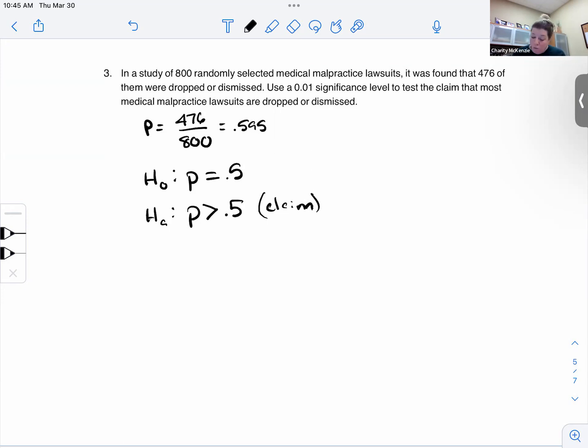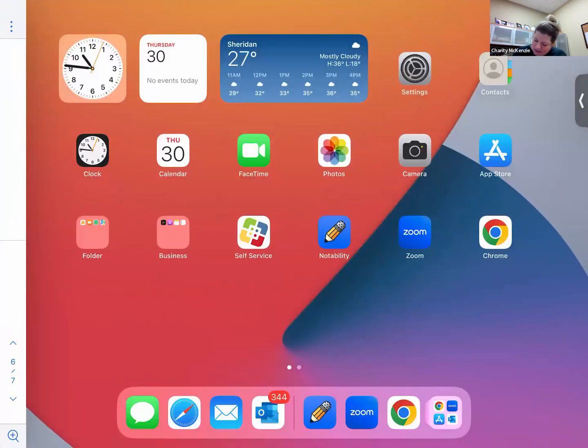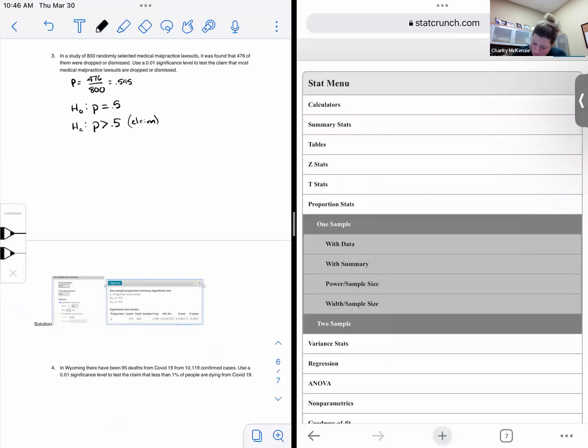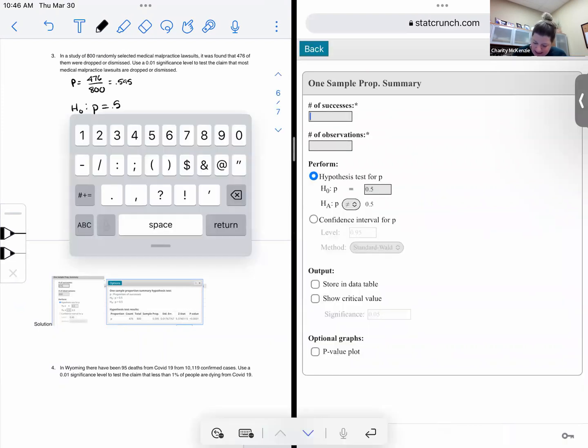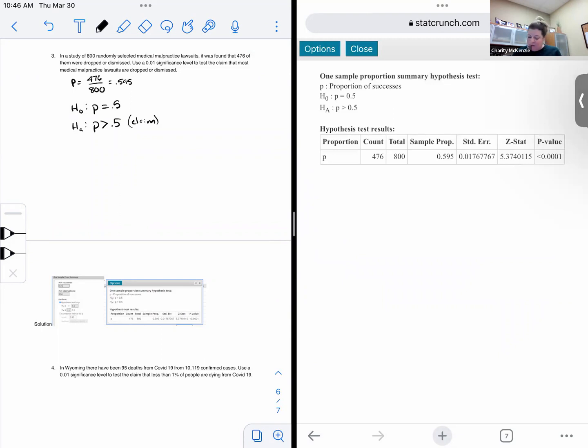All right, so let's go to StatCrunch. In StatCrunch, we're going to go to Stat, Proportion, and it's open right there with summary. And then we're going to say, all right, we had 476 out of 800, and our claim was greater, and it was the 0.5. And we compute, and here's our information. We might have to put that z-stat in, but we really care about the probability, right?